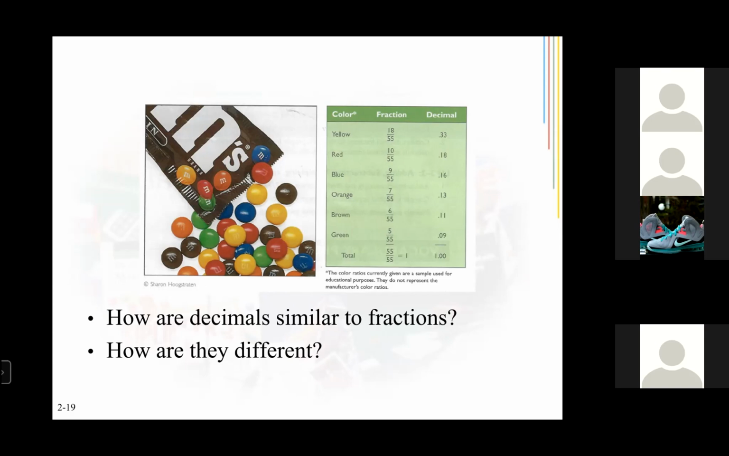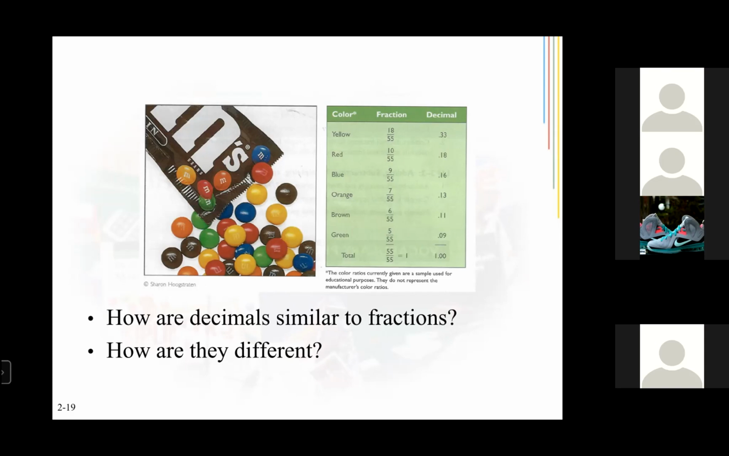Now, how did they get those decimal equivalents to the fraction? You have to divide. What do you divide? The numerator, the amount of yellow, by the denominator, the whole. Okay, so you're dividing the numerator by the denominator, and that's how they converted the fraction to a decimal.